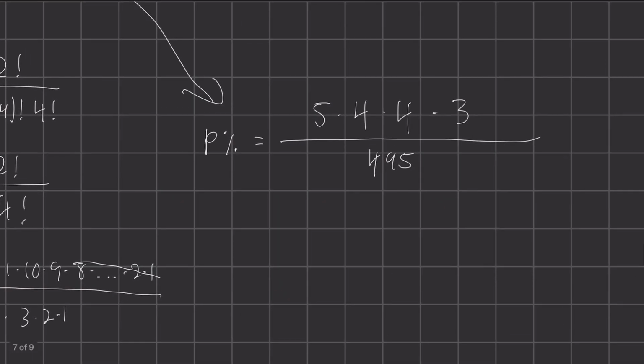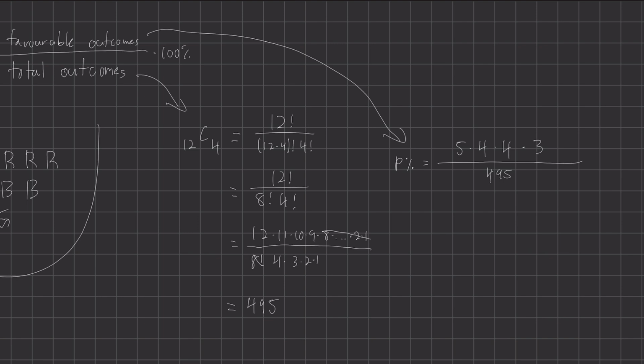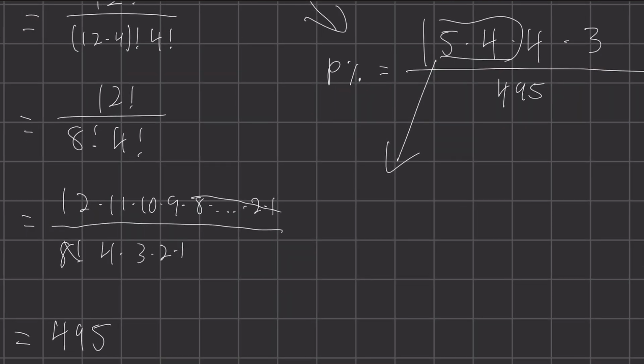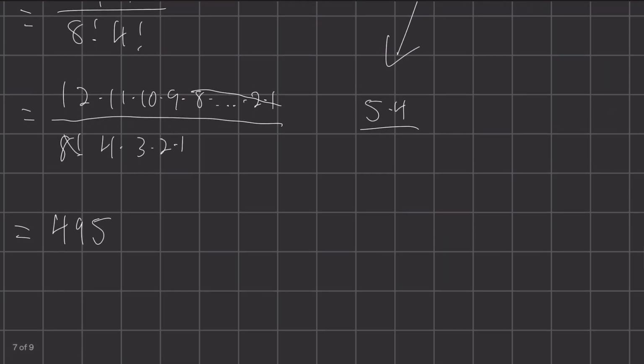But we're not done here, because our 5 times 4 is overcounting. This is a permutation, which is what we get if we use the permutation formula. And that is wrong, because in this case order does not matter. So we want to divide this by the number of times it overcounts.